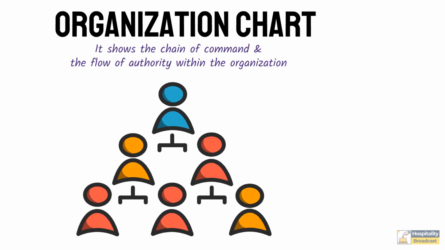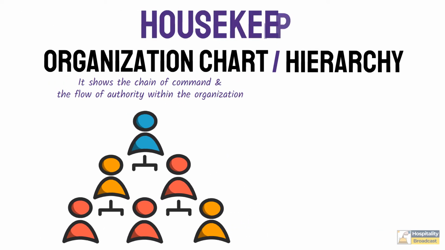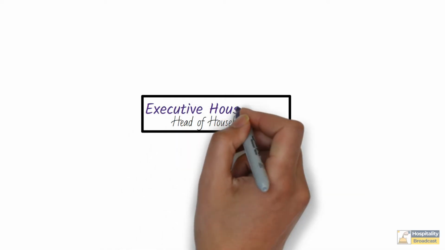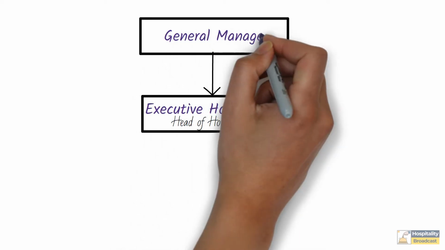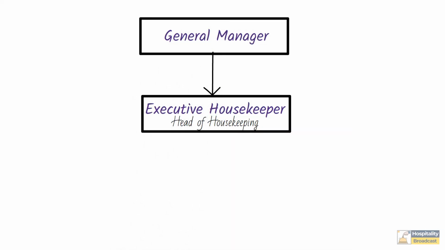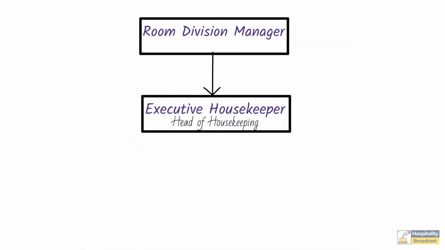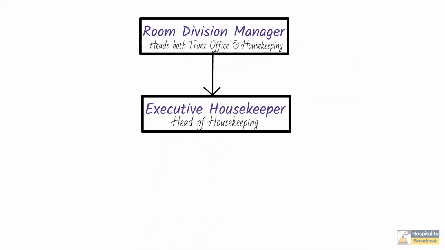In this video, we are going to discuss the organization chart of the housekeeping department in a large hotel. At the top of the hierarchy of the organization chart is the head of the housekeeping department, who is the executive housekeeper. He directly reports to the general manager, and if it is a large hotel with a room division department, then he will report to the room division manager. Room division works on top of both the front office and housekeeping departments.